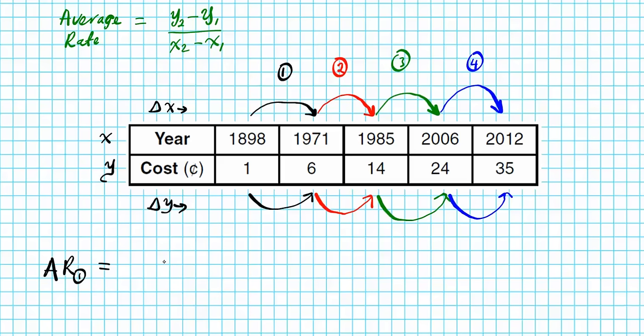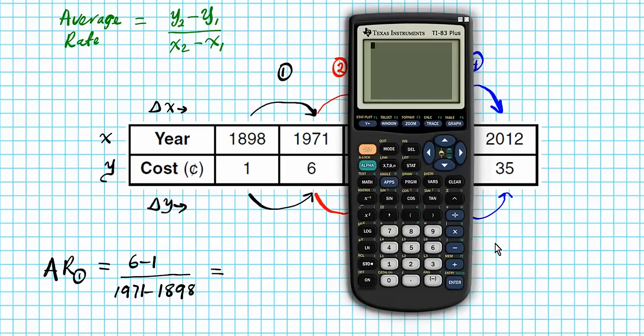So it's going to be change in y, 6 minus 1, divided by change in x, which is x2 minus x1. Remember, the second one comes first, minus the first one: 1971 minus 1898. All right, so we can just plug this into our calculators to compute the quotient. Now when you're entering the quotient like this, make sure you make use of parentheses so that you do not have grouping errors in your computation.